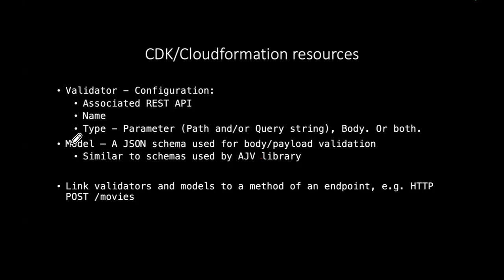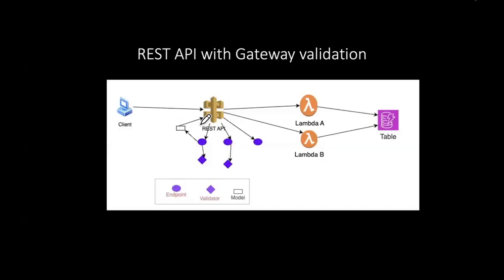But from an API Gateway validating perspective, we use the term a model. That's the L2 construct that it talks about. This is my kind of visual representation of how all of this hangs together. So I've got a REST API here, and I've decided to use circles to represent endpoints. A diamond represents a validator, and a box represents a model. I've just chosen those symbols.